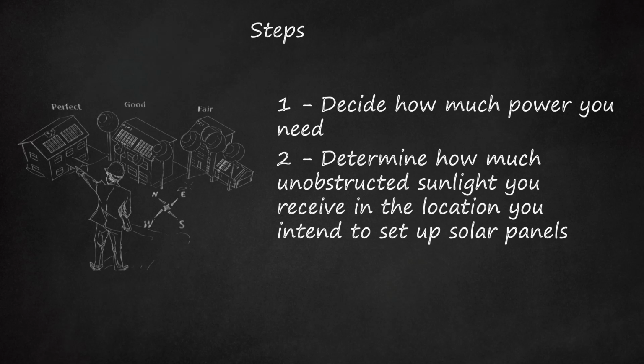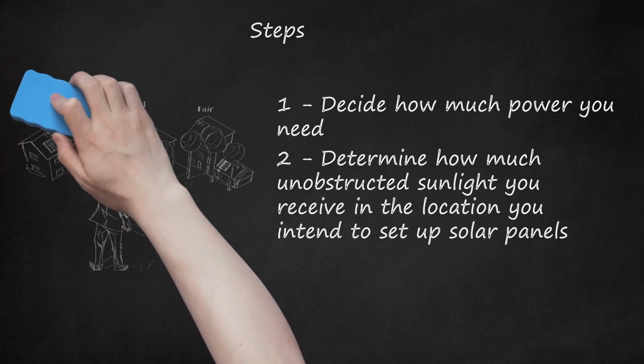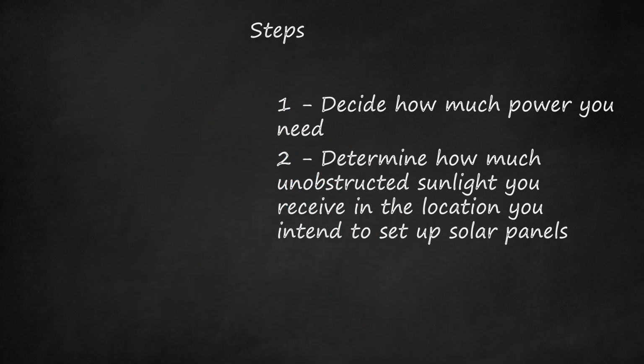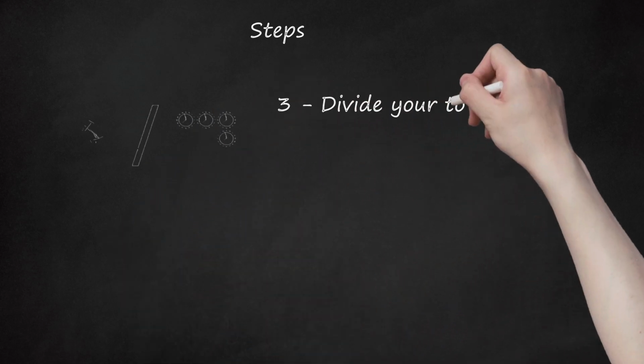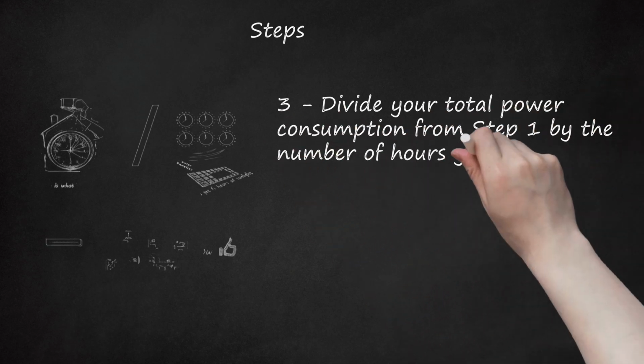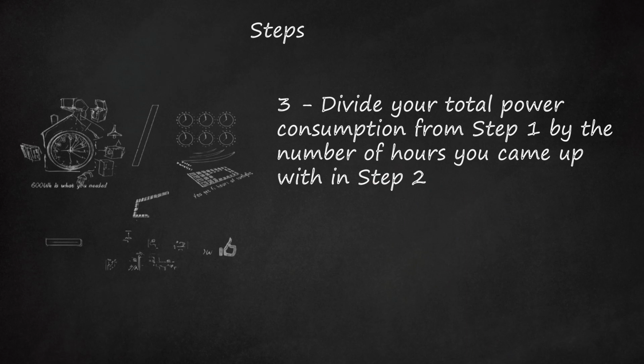Note also that days are shorter in winter. If you intend to use your setup in winter, use your winter hours. 3. Divide your total power consumption from step 1 by the number of hours you came up with in step 2. If you decide you need 600Wh and that you get 6H of sunlight, that's 600Wh / 6H equals 100W. This is the amount of power you need to generate per hour of sunlight to meet your needs.